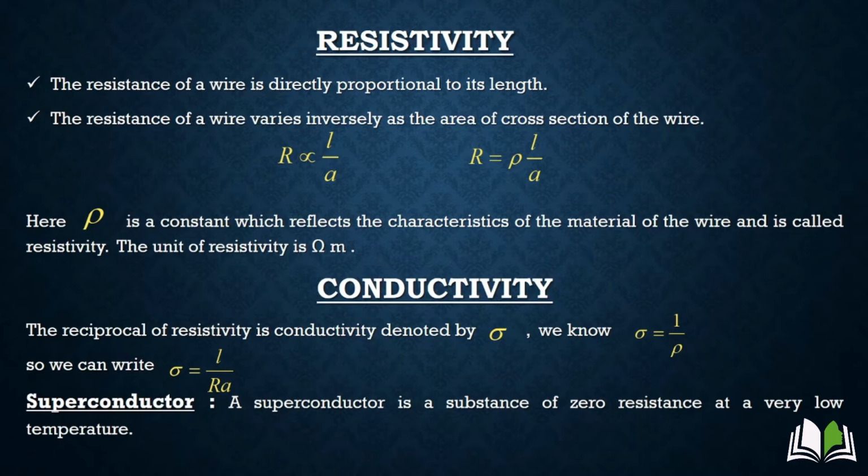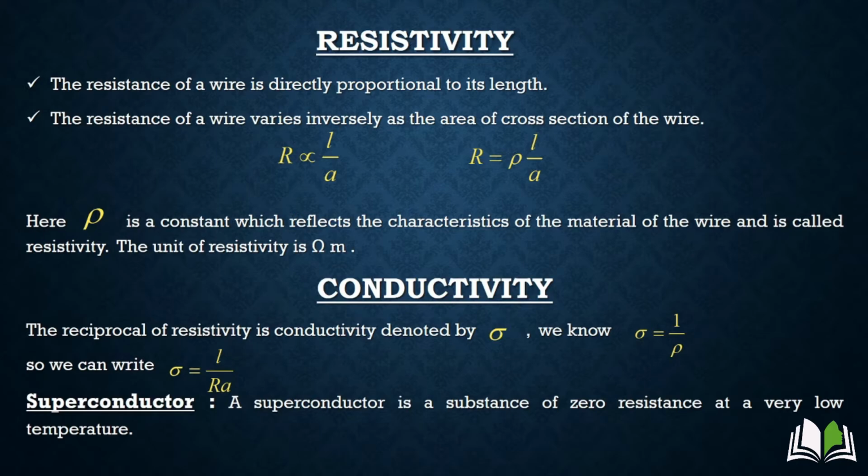Next one, the conductivity. As we have seen earlier, conductance is the inverse of resistance. So conductivity is the inverse of resistivity. If conductivity is denoted by sigma, then sigma is equal to 1 by rho. So the unit of sigma is ohm inverse into meter inverse, and the value of sigma is equal to L by R into A.